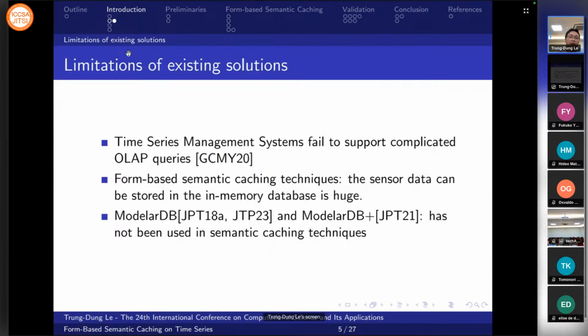With this, we have limitations of the existing solutions. Time series management systems fail to support complicated OLAP queries. With the form-based semantic caching technique, the sensor data can be stored in the in-memory database, but it is still huge. And finally, ModelarDB and ModelarDB Plus do not apply their technique in semantic caching.